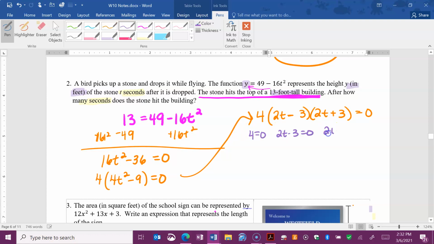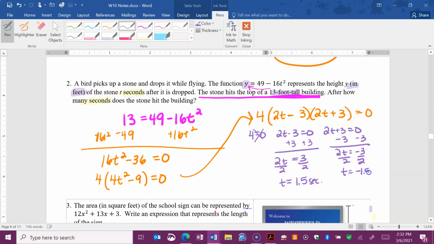And when I solve those, this one doesn't make a whole lot of sense. If I add 3 to the other side, I get 2t equals 3. And when I divide by 2, I get 3/2, or that is 1.5 seconds. When I subtract 3 over to this side, I get 2t equals -3. And when I divide by 2, I would get -1.5 seconds. Does that make sense? Can a bird drop something after -1.5 seconds? No, so our answer is just 1.5 seconds.